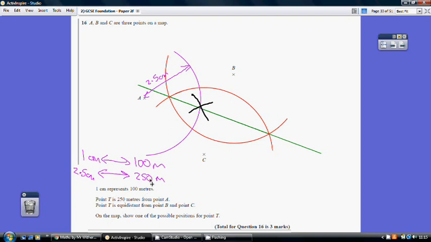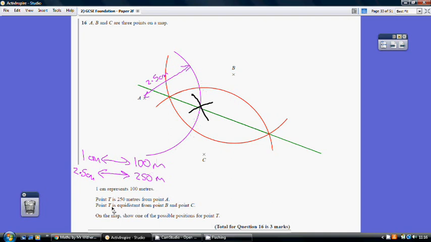Now 250 meters is going to be 2.5 centimeters on our scale drawing, because 1 centimeter represents 100 meters. So we know T is somewhere 2.5 centimeters from A. So getting out our compass, measure the distance between the pin and the pencil point to being 2.5 centimeters using a ruler, and just do a big arc around there, so we know T sits somewhere on that purple line.